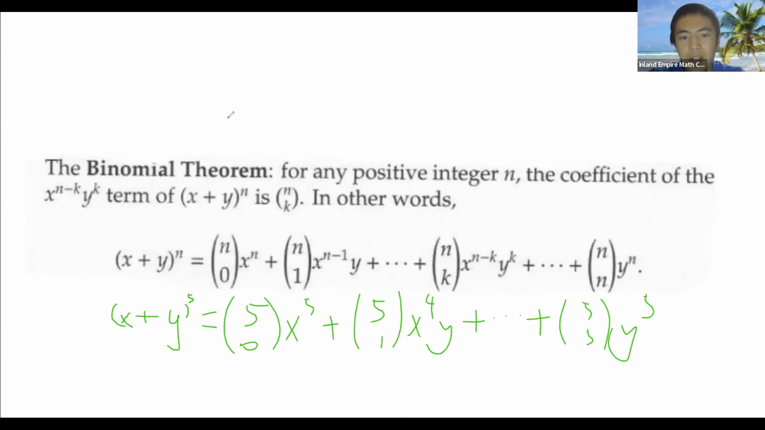So in other words, you can instantly expand binomials that are raised to powers that are too big to compute normally, and you can just evaluate it instantly using the binomial theorem. So now we're going to demonstrate why it works.